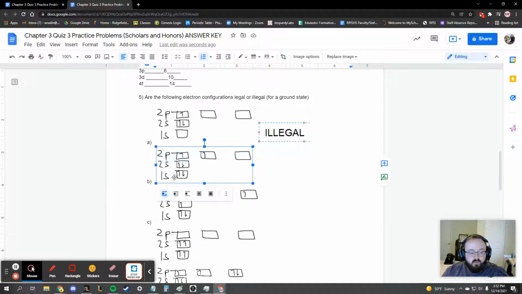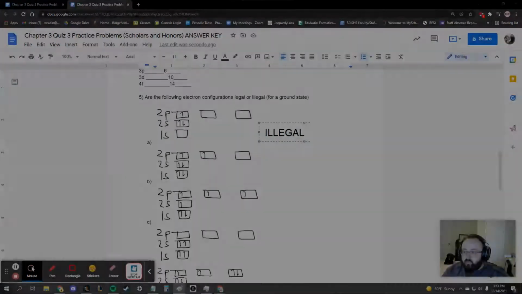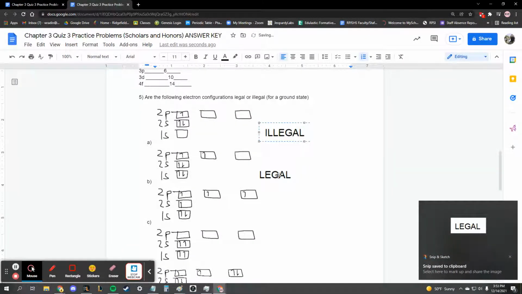Number 2, or B. Is this legal or illegal? This one right here. We start off, we put electrons into the 1s. They are both different spins. This one goes up, this one goes down. Up and down. So we're good here. And then we fill up each individual orbital before we start pairing. So this would be legal. Alright, this is a legal set.